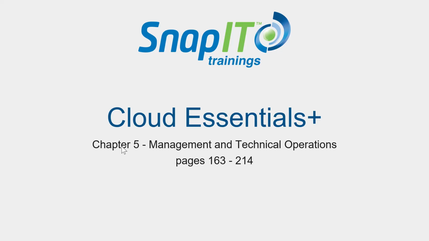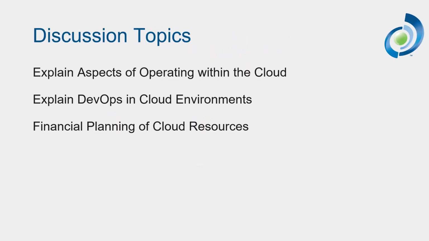We're going to jump in here and we're going to look at chapter 5 in management and technical operation. This is page 163 and 214 in your book. Some of the discussion topics that we'll be talking about here: explain the aspects of operating within the cloud, explain DevOps in the cloud environments, and then the financial planning of cloud resources.